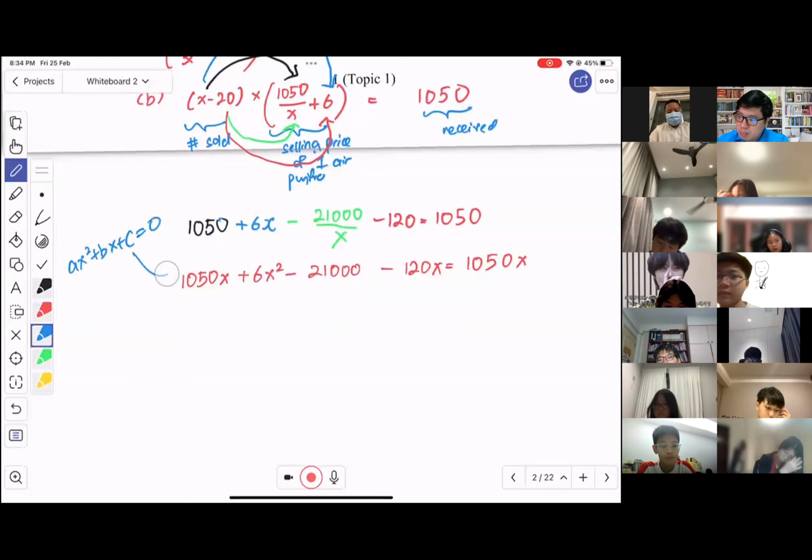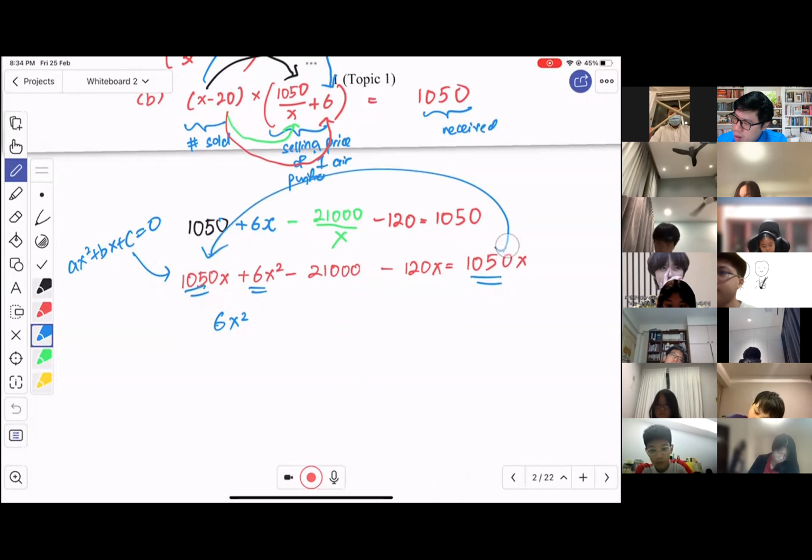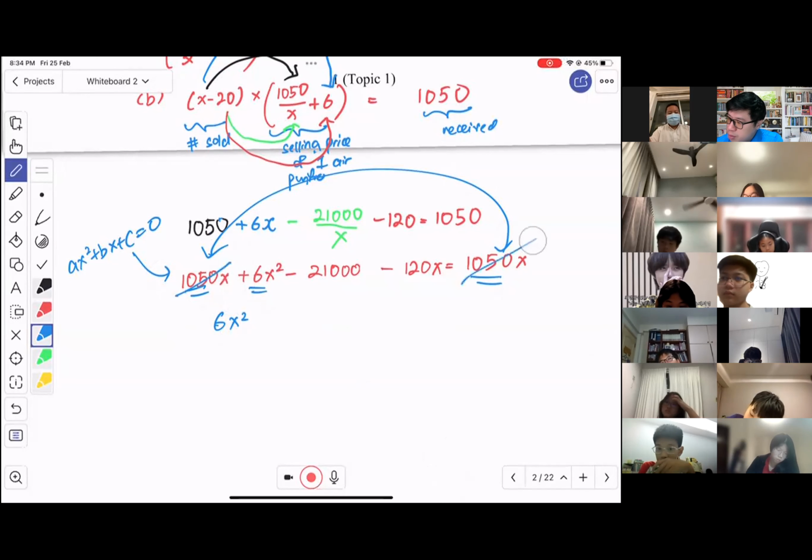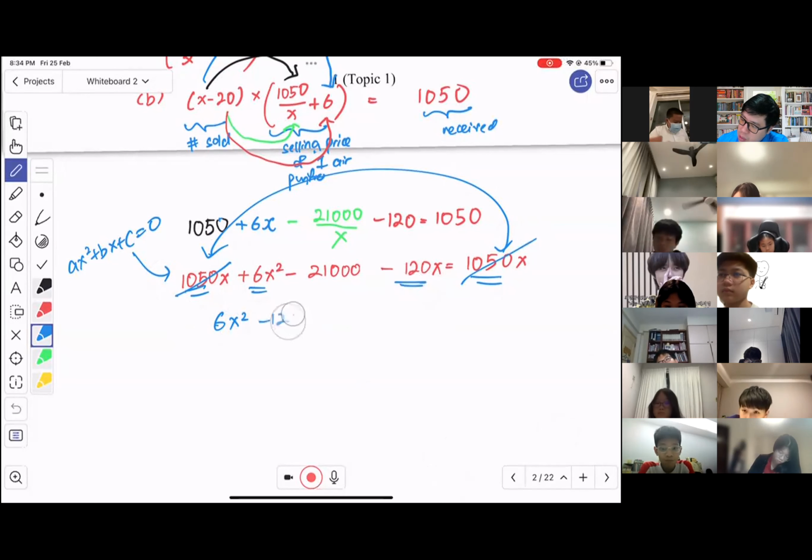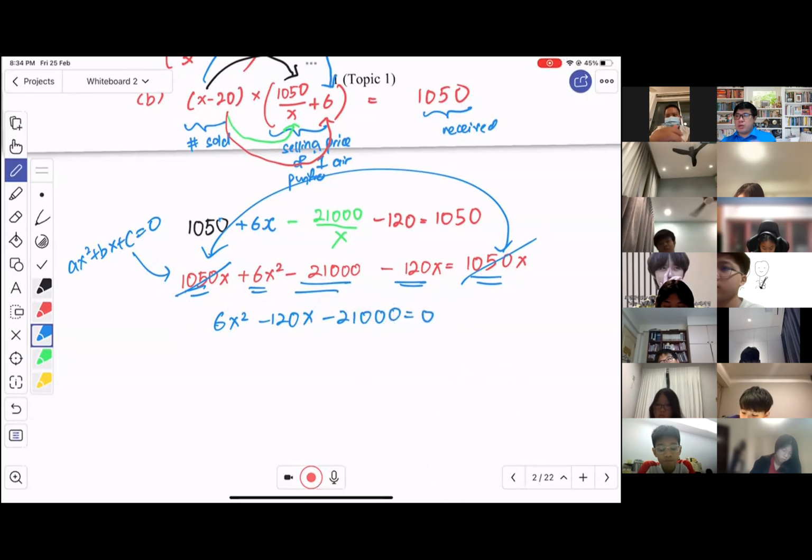Okay, so from here, let me push everything. So this is 6x squared. And take this and this. If I put these two together, they cancel out nicely. Wow, beautiful. Is it correct? Beautiful. So I'm left with minus 120x, minus 120x, minus 21,000, minus 21,000. All of them look pretty factorizable. I'm going to divide all by 6.